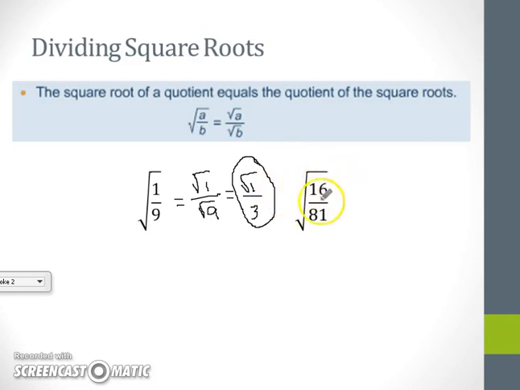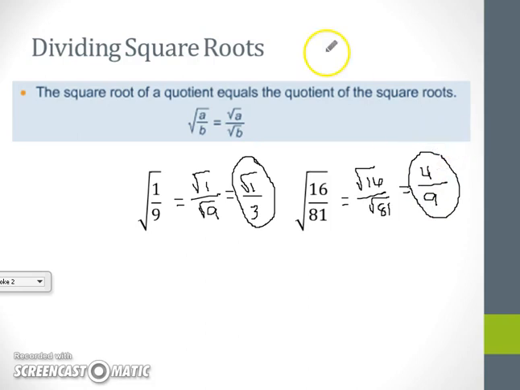This other one, 16 over 81, you could reduce this fraction first, otherwise separate it out. I'm noticing that 16 is a perfect square and 81 is a perfect square. So if we were to instead write this as the square root of 16 over the square root of 81, I can find the square root of 16, which is 4, and the square root of 81 is 9, so I know that my answer would be reduced down to 4/9.